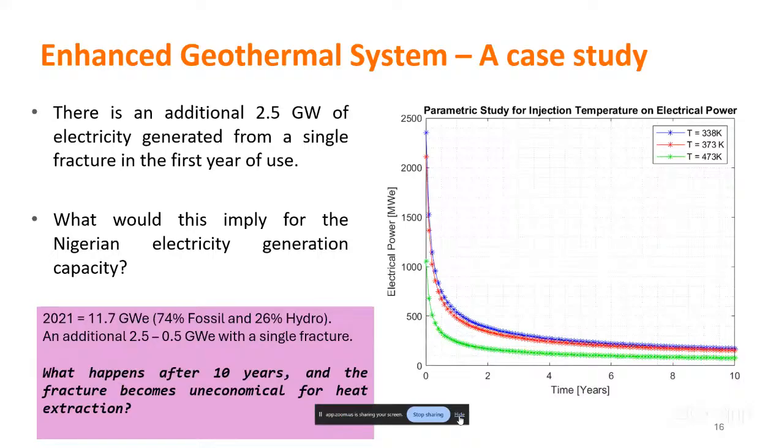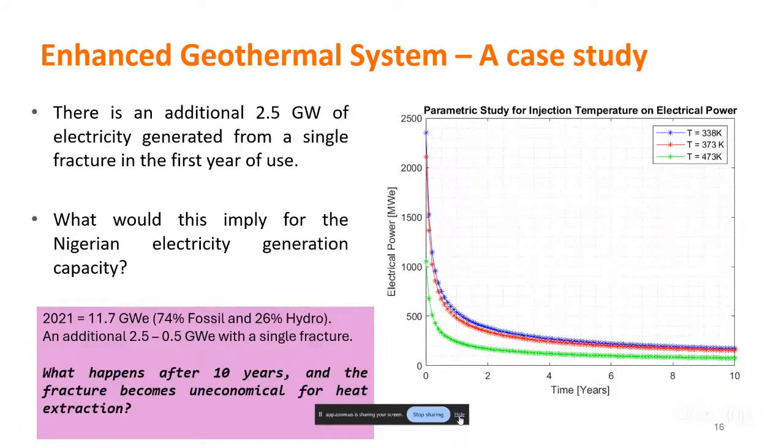So this is the interpretation in terms of electric power for a 10-year period. You can get up to 2.5 to about 0.5 gigawatt. And in 2021, Nigeria had about 11.7 gigawatt, of which 74.74% was from fossil, which I assume is gas, and 26% from hydro. So we can add up to 2.5 gigawatt to 0.5 gigawatt of electricity to our 11.7 gigawatt of electricity if we are to explore geothermal for a single fracture at 20% efficiency.